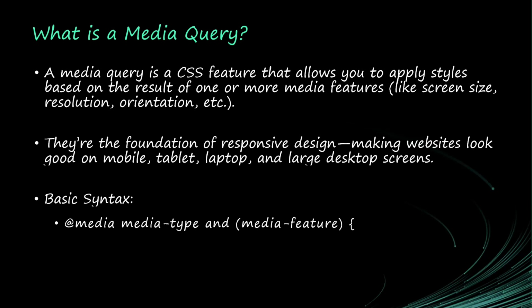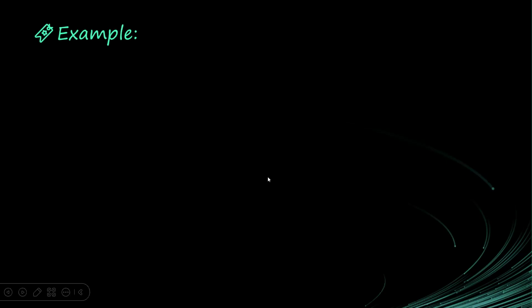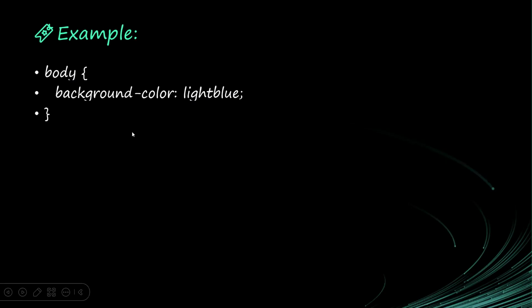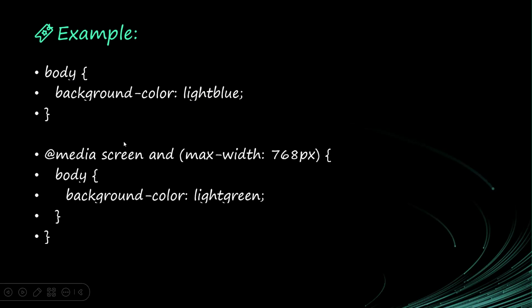All right. So the basic syntax is this. You say at media, you put the media type. The media type can be screen, it can be print, it can be anything. So the media type and the feature in brackets like this. So let's go and see. This is an example. We are saying that the body should be light blue, but this is the default style. So normally, the body should be light blue.